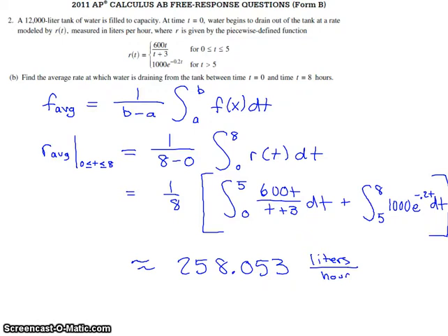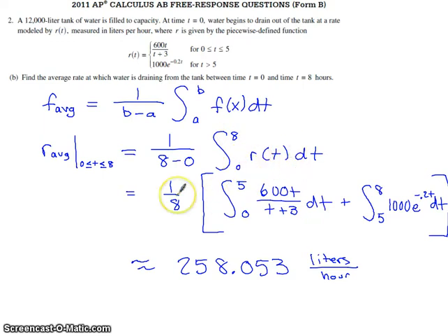In part B, we want to find the average rate at which the water is draining between t equals 0 and t equals 8. So here's our formula for the average value of a function that we've used a bunch of times over the course of the year. And then if we want the average value of r from 0 to 8, we're just going to have 8 there, 0 there, 8 here, 0 there, and then the function r of t here.